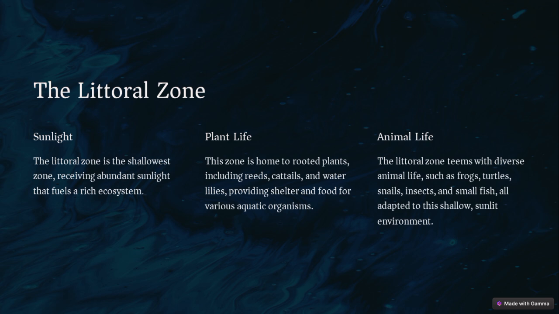Sunlight. The littoral zone is the shallowest zone, receiving abundant sunlight that fuels a rich ecosystem. Plant life. This zone is home to rooted plants including reeds, cattails, and water lilies, providing shelter and food for various aquatic organisms. Animal life in the littoral zone. The littoral zone teems with diverse animal life such as frogs, turtles, snails, insects, and small fishes, all adapted to this shallow environment.